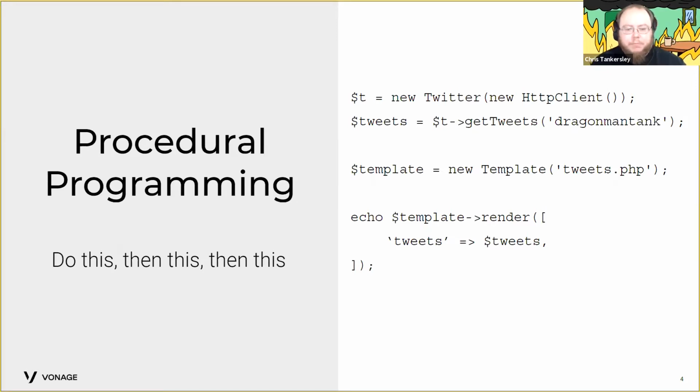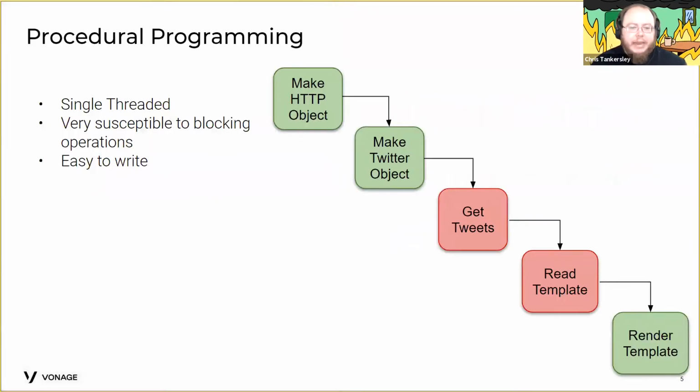So if we've got this block of code here, we're going to make a new Twitter client. We're going to pass in a new HTTP client. We're going to get all my tweets. Then we're going to make a template. We're going to render that template. This is really easy to write and really easy to follow because you're doing exactly what it says on the tin, in the order that's specified.